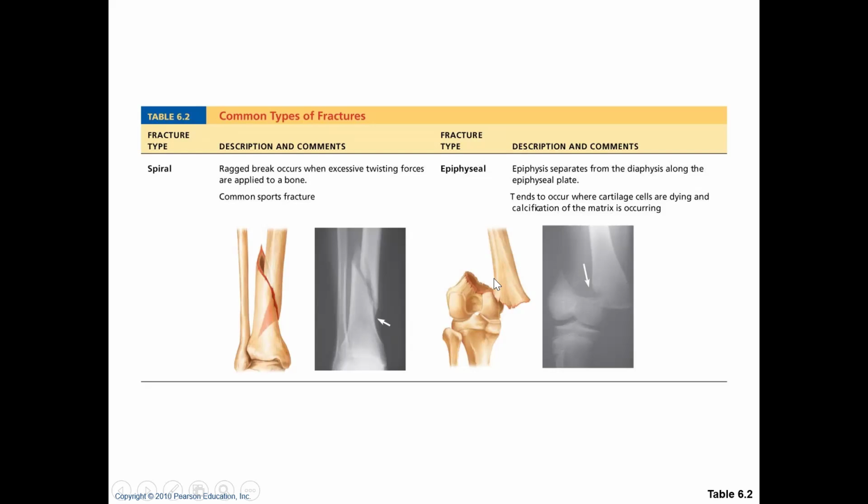Epiphyseal. Well, at some point in time when we're growing in length still, those cells in the epiphyseal plate are going to die. And that's it. You're done growing in length. Sometimes, should you have a separation here at the epiphyseal plate, well, then it's called an epiphyseal fracture. It tends to occur where cartilage cells are dying and hardening of this area is occurring.